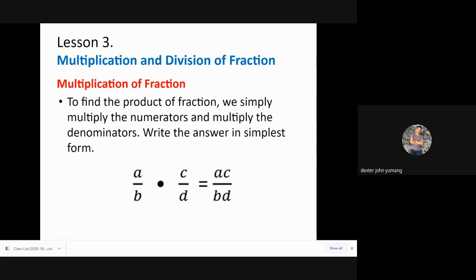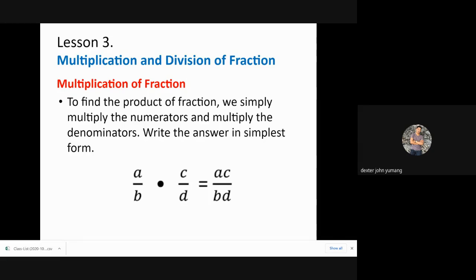Can we look at this example? So, we have A over B times C over D equals A times C over B times D, or numerator times numerator, denominator times denominator. And that is the rule now. I-multiply po natin ang dalawang numerator, at i-multiply din po natin ang dalawang denominator. And that is now the formula, the rule in multiplying fractions.